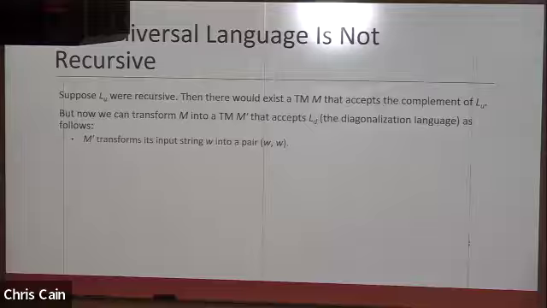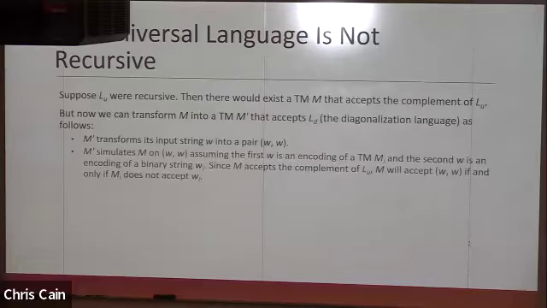Here we say the new Turing machine transforms its input into a pair that is just the same string 2 times. And we'll simulate M on WW, assuming the first W is an encoding of some Turing machine, M sub I. The second W is an encoding of a binary string, W sub I. The conclusion here is that M will accept the complement. Since we know that it accepts the complement, it'll accept WW if and only if M sub I does not accept W sub I.